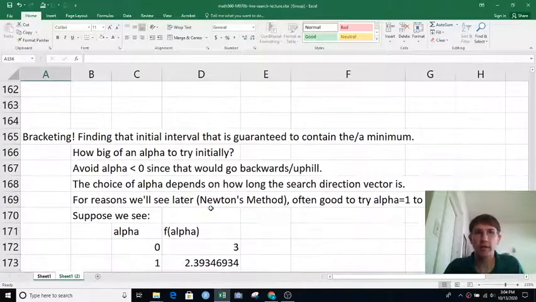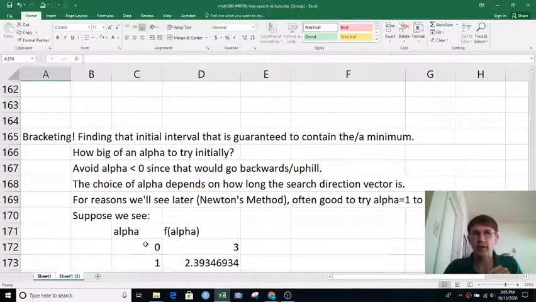So the idea of bracketing. We know the function value at alpha equals 0 usually. You have to try some alpha value, go out some amount. For reasons that we'll see later involving Newton's method, alpha equals 1 is often a good choice. So we'll just use that here.